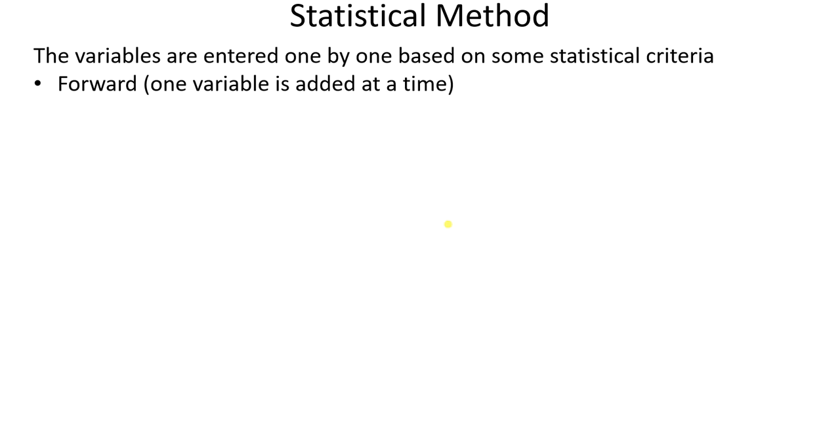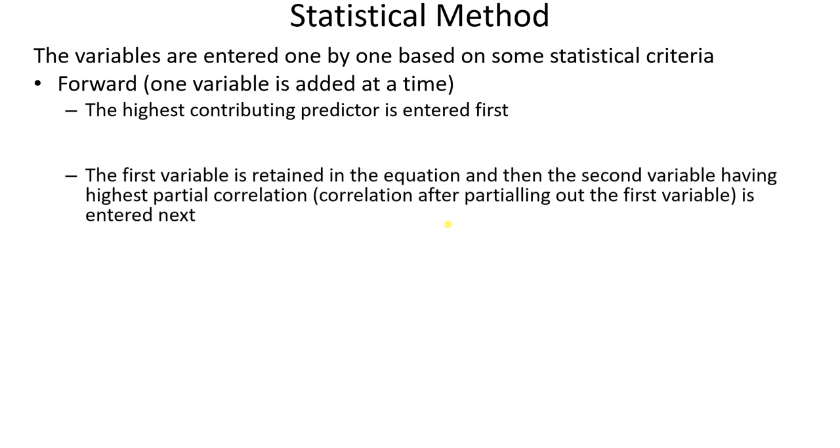So there are different statistical strategies or methods. One is called forward selection. In this method, one variable is added in the regression equation at a time. Not all variables are added together in the regression equation. First, we enter the highest contributing predictors. Say, for example, that predictor which has the highest bivariate correlation will be entered first.